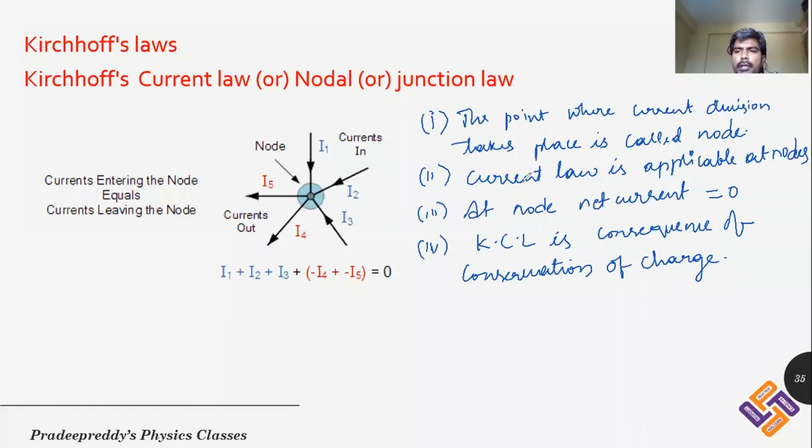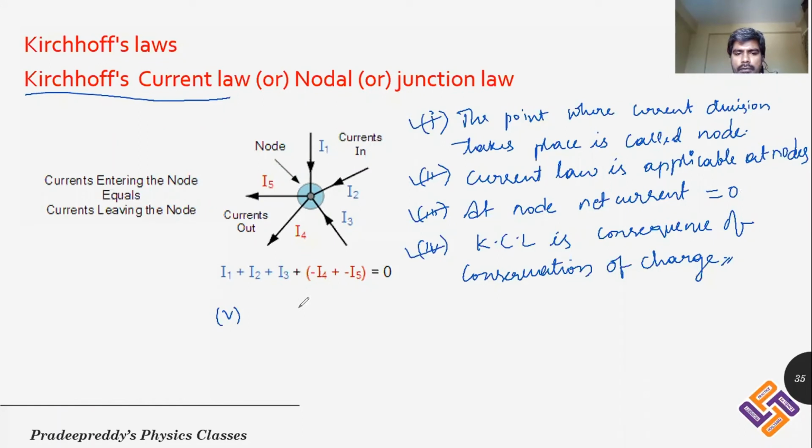Some important points from Kirchhoff current law: the point where current division takes place is called a node. Current law is applicable only at nodes, and at the node, Kirchhoff current law states that the net current will be equal to 0, or current entering into the node is equal to current leaving from the node. And Kirchhoff current law is the consequence of conservation of charge. So Kirchhoff current law is just the other form of conservation of charge. Net current at the nodal point will be equal to 0. That's point number 4.